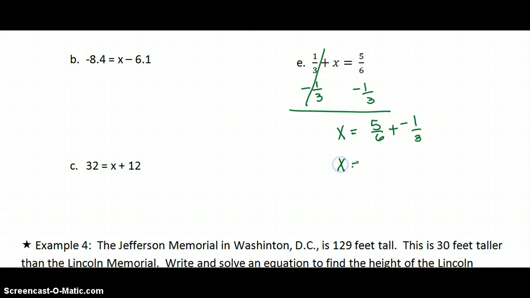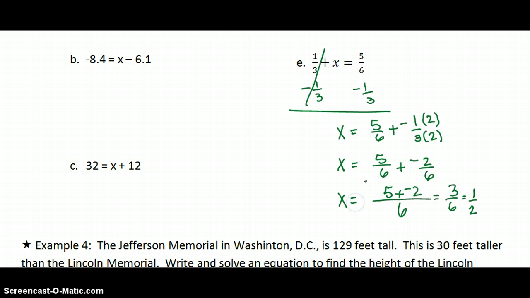So what's a common denominator between 6 and 3? It's going to be 6. So I need to multiply 3 times 2. So therefore I have to multiply negative 1 times 2. And that's going to give me 5 over 6 plus a negative 2 over 6. So with a common denominator of 6, 5 plus a negative 2 is going to give me 3 over 6, which equals 1/2. Okay?